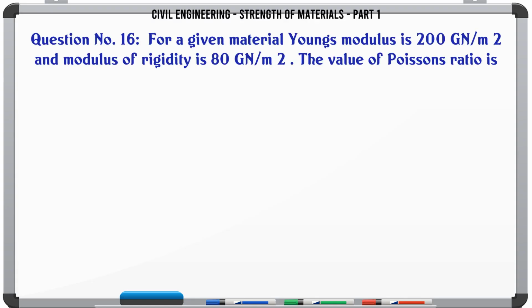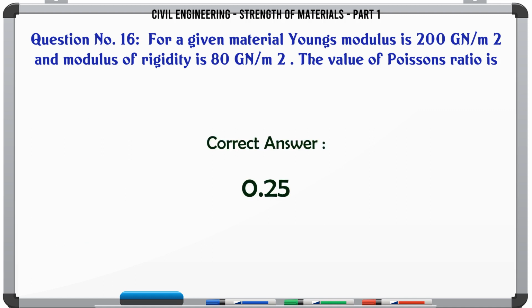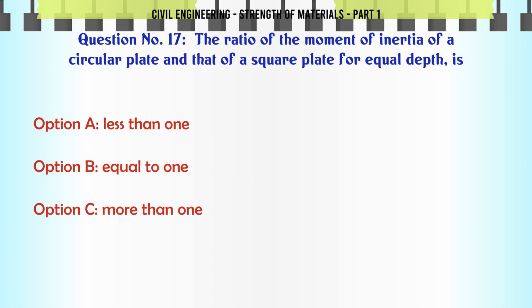For a given material, Young's modulus is 200 GN/m² and modulus of rigidity is 80 GN/m². The value of Poisson's ratio is: (a) 0.15, (b) 0.20, (c) 0.25, (d) 0.30. The correct answer is 0.25.